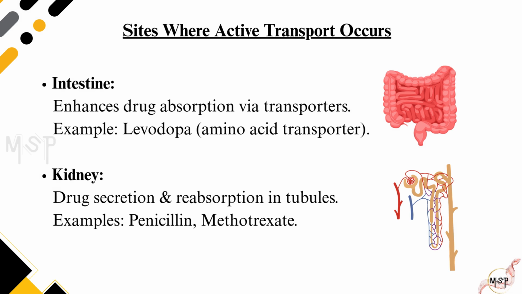Where in the body does active transport happen? Active transport plays an important role in several organs. Intestine. Certain drugs use transport proteins to enhance absorption. Example: levodopa utilizes amino acid transporters for intestinal absorption. Kidney. Active transport in renal tubules is responsible for drug secretion and reabsorption. Examples include penicillin and methotrexate.